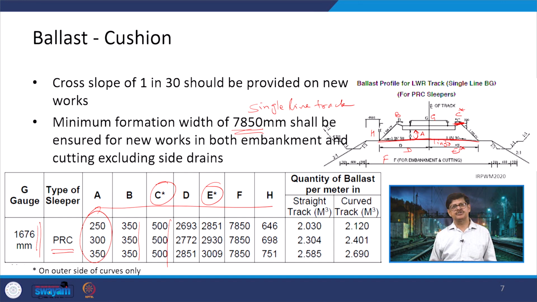So, there is a direct change of 150, and accordingly the D and E are going to be different. And finally, the height, which is the total height we are talking about, because there is a cushion below, but then in this area there is some more packing which is being done using the ballast. So, the height is going up to that, and that is varying from 646 to 751 mm. And based on that, for a straight track and a curved track, the quantities have been calculated in meter cube.